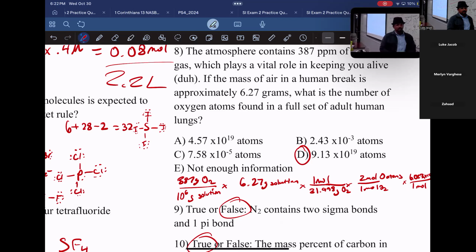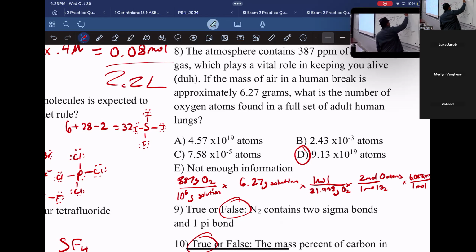So yeah. Also, it says break. It's supposed to be breath. So I'm going to write it here. The way I would write it is parts per million. So it's 387 grams over 10 to the 6 grams of solution. The solution would be the atmosphere. Every time you take a breath, you're breathing in 6.27 grams of the atmosphere. So you multiply this by 6.27 grams of solution, which is the atmosphere. And this cancels out with this.